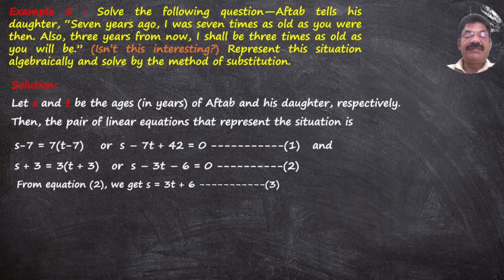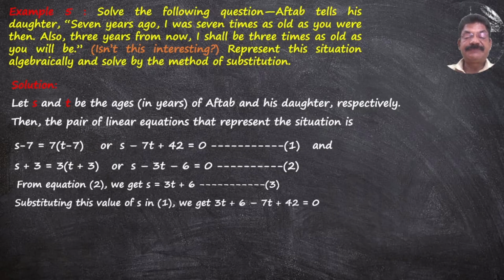Consider equation 2. From equation 2, s is equal to 3t plus 6, because equation 2 seems to be simple to find the value of s. So, I write s is equal to 3t plus 6 and I am going to put this value in equation 1. So, I get 3t plus 6 minus 70 plus 42 is equal to 0. Therefore, t is equal to 12.